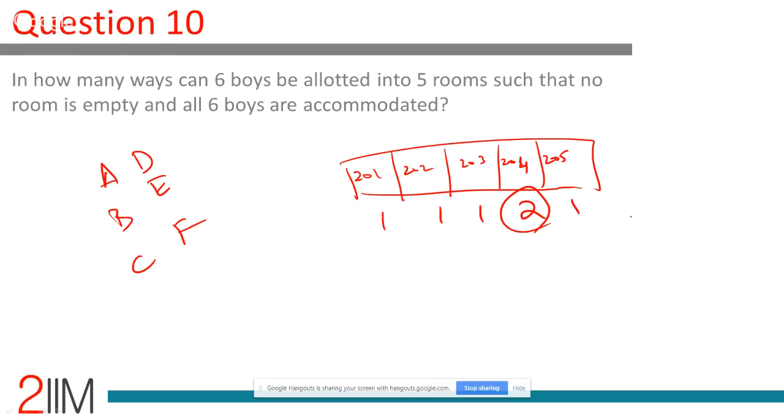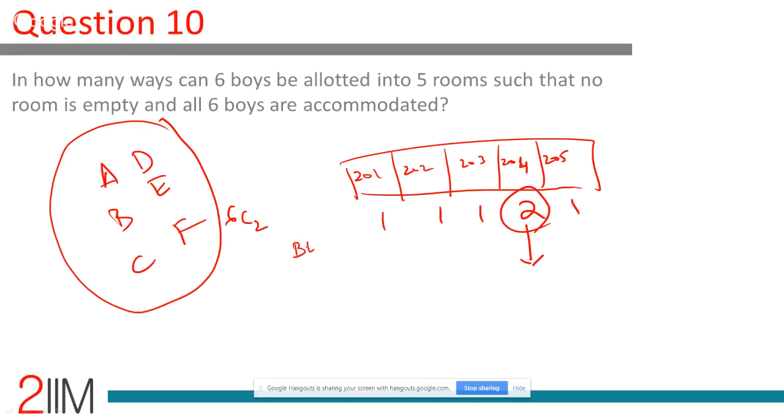So let's focus on this two. Some two boys are paired together. Let's first say which two. Let's make our life simpler. Select two out of these, put them together. How many ways can that be done? 6C2. Let's say B and E are together.